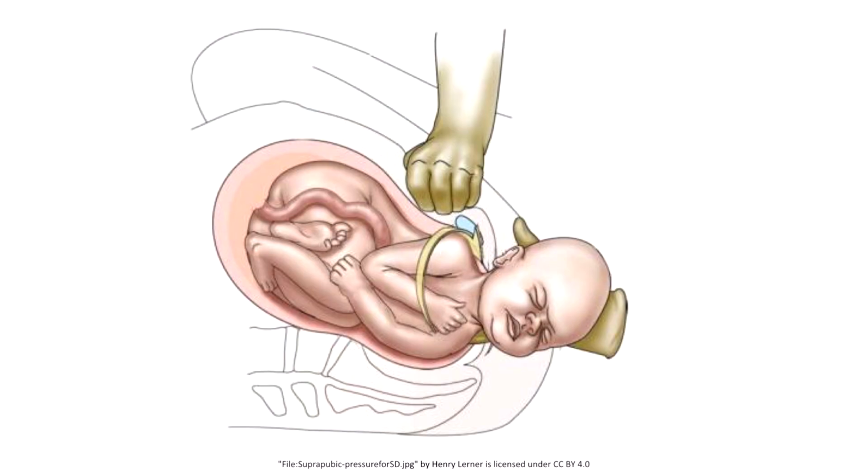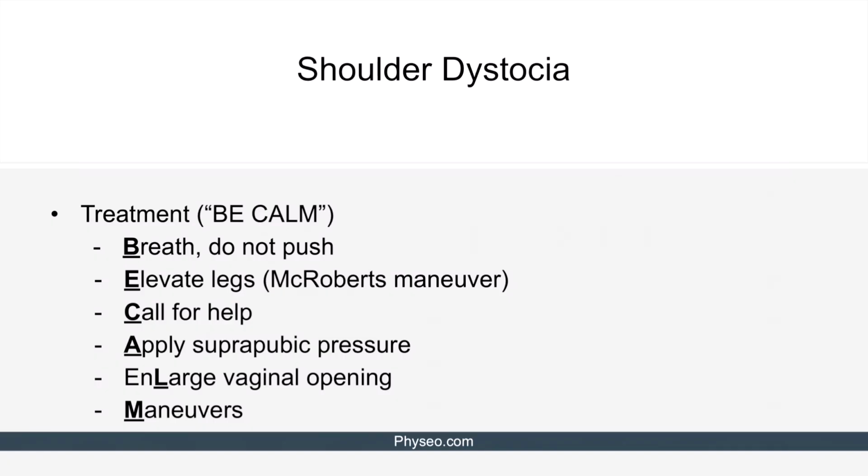This is an image showing shoulder dystocia, and notice that the anterior fetal shoulder is lodged under the maternal symphysis pubis. The treatment can be remembered with the mnemonic "be calm." The physician should instruct the woman to breathe and not push the baby. We should also perform the McRoberts maneuver.